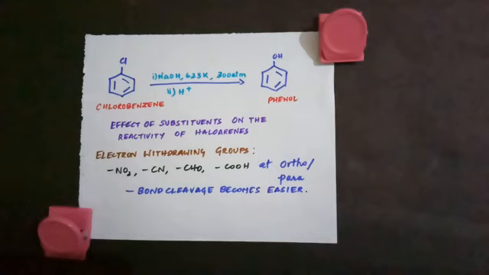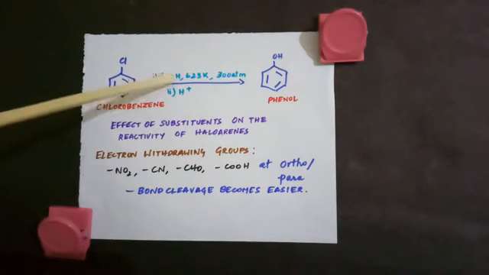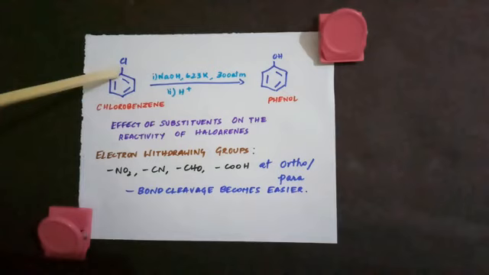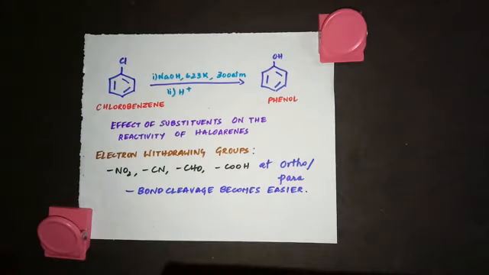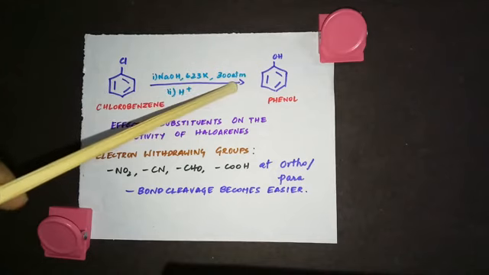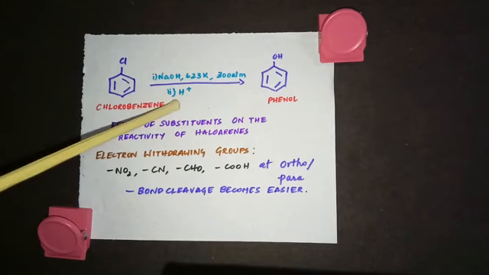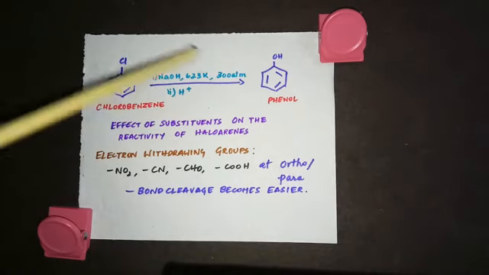This reaction is an example of nucleophilic substitution reaction by a haloarene. I've taken chlorobenzene and I'm treating it with NaOH. Here OH minus is the nucleophile. So what do we expect? This OH minus to replace this Cl so that we get phenol. But this reaction takes place only at 623 Kelvin temperature and 300 atmosphere pressure, and you need a catalyst also. So this is why I told you haloarenes will undergo nucleophilic substitution reaction with difficulty.